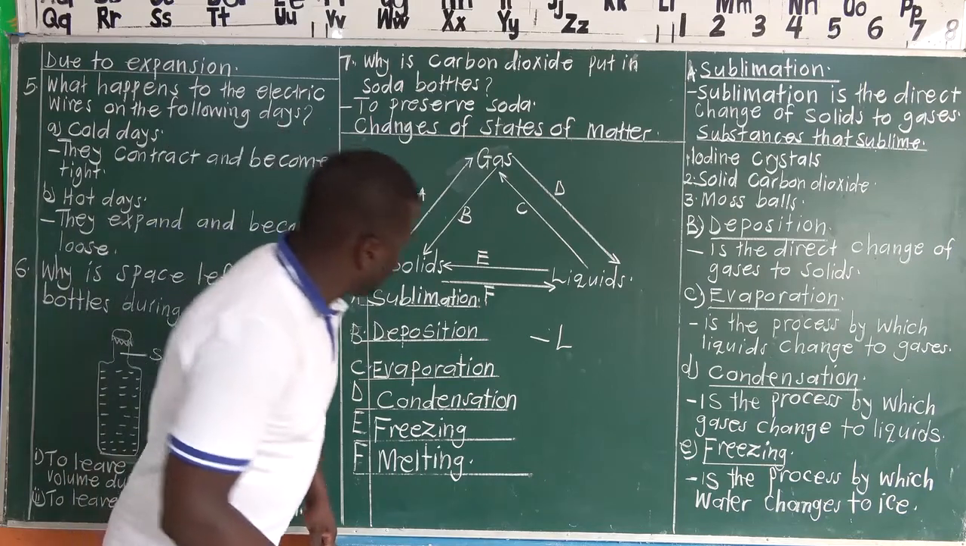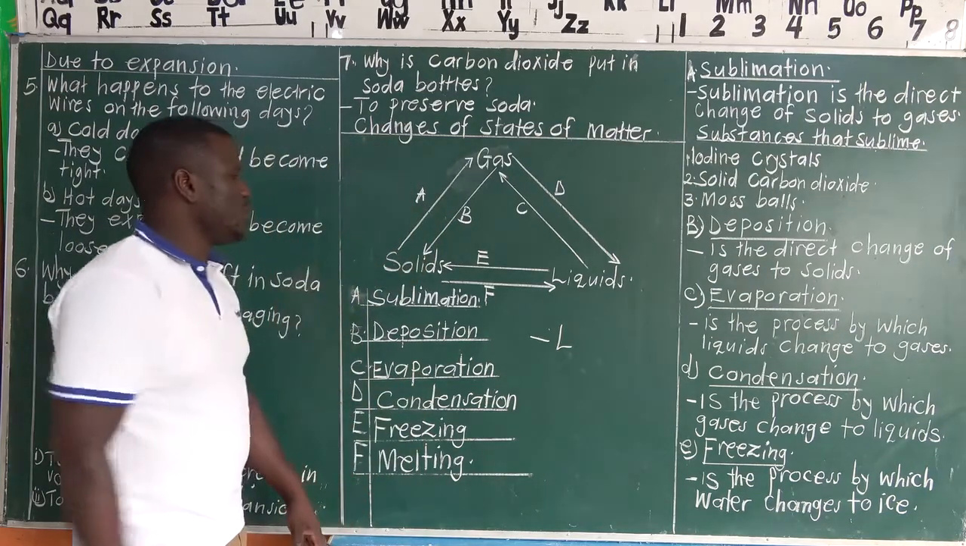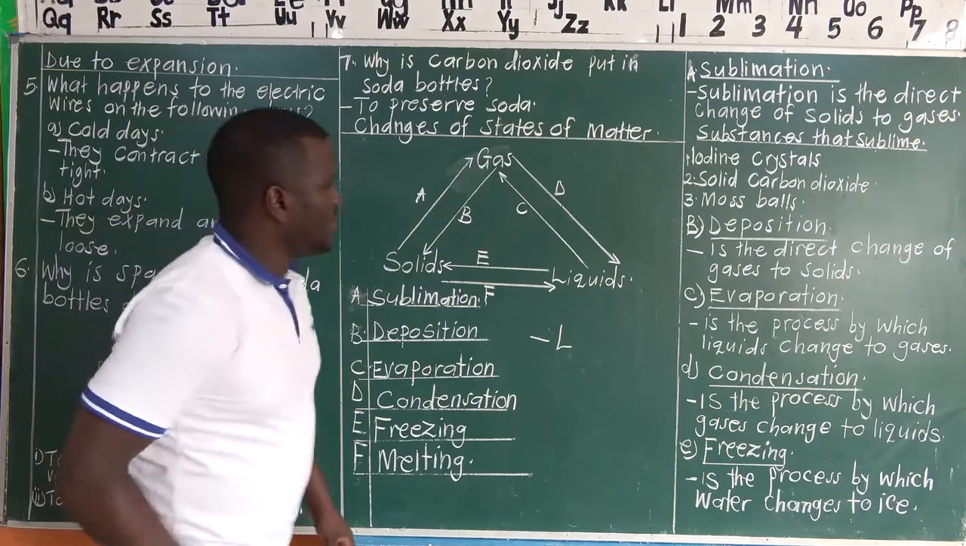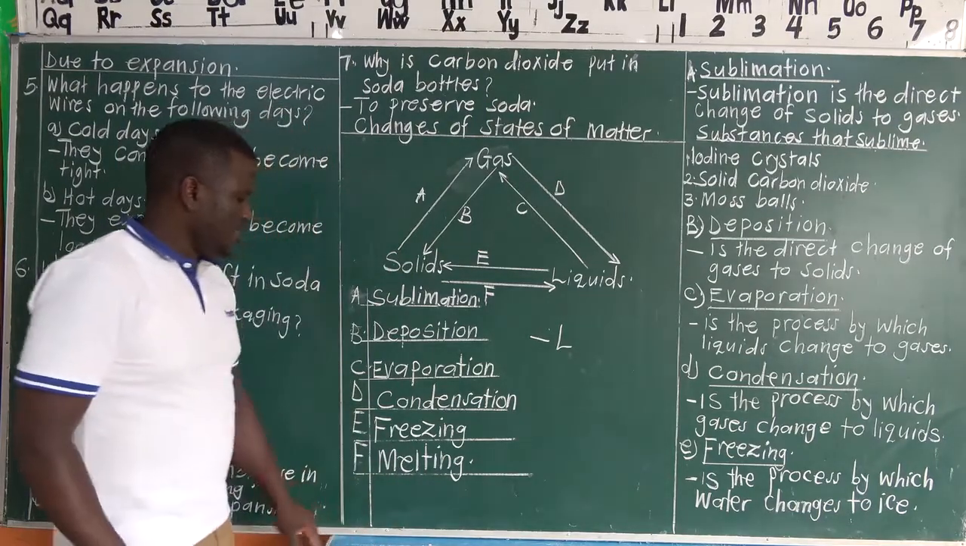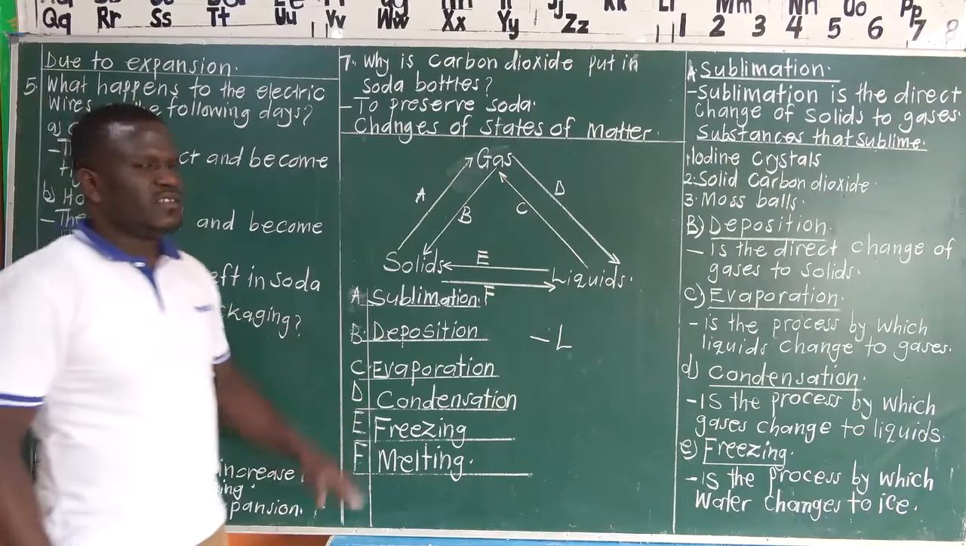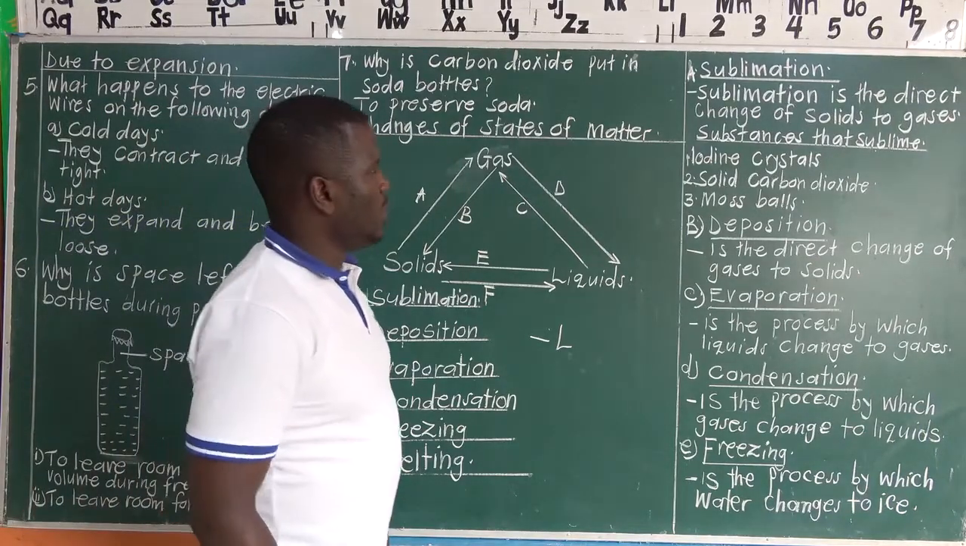Then we have part F. Solids change into liquids. When solids change to liquids, that process is called melting. So melting is the process by which solids change to liquids.